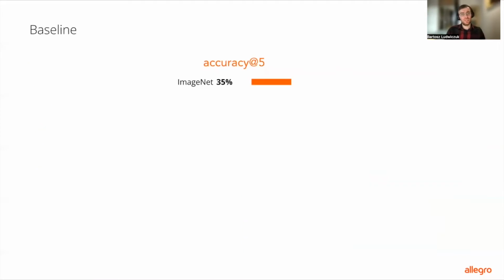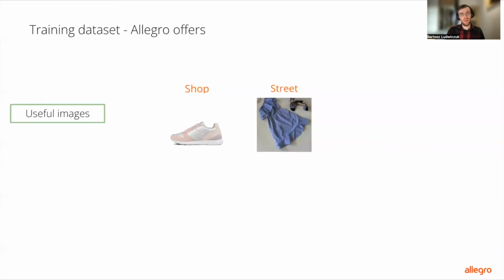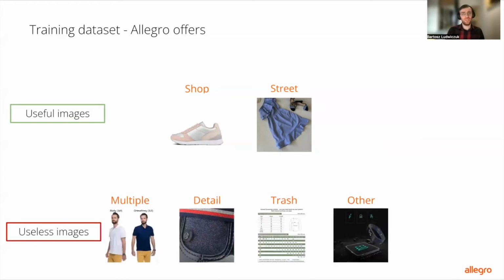As we'll be working with the data creation pipeline, the first step will be setting up the baseline without using any Allegro-specific data to enable us to estimate the gain from each of the presented methods. Our first requirement was about having both types of pairs. Then we need to classify the images from Allegro offers so that we could identify the shop and street images. Merchants also list many images that are useless for us, like detail or multiple product images, which we are ignoring in the dataset creation step.